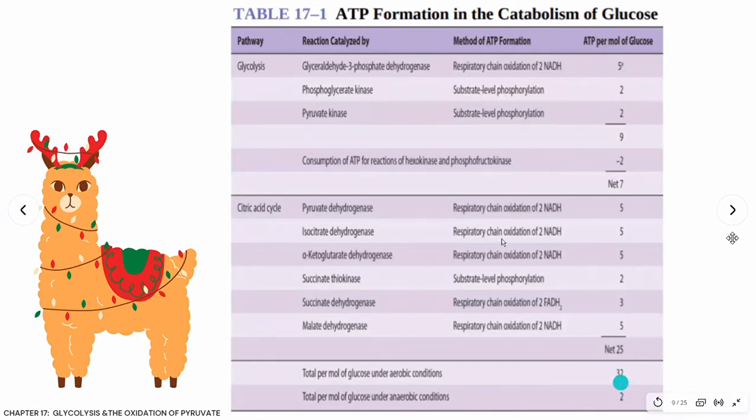If you include this, this is aerobic. While in anaerobic glycolysis you only have 2 ATP per molecule of glucose, with aerobic glycolysis you will have 32. Okay? All right.